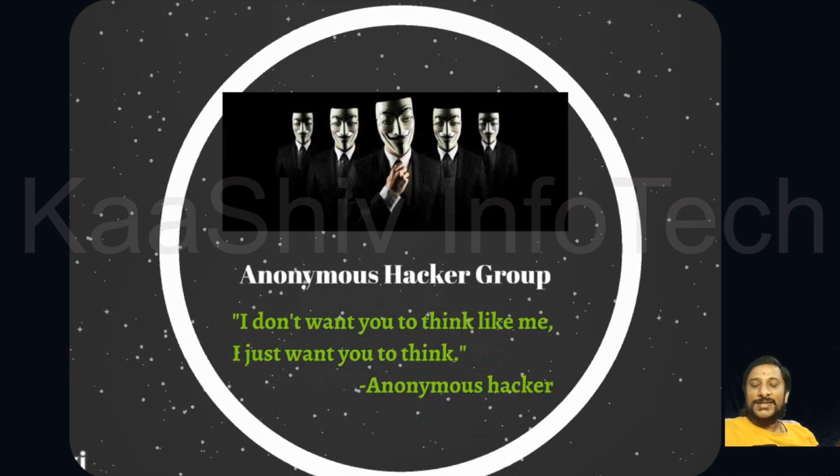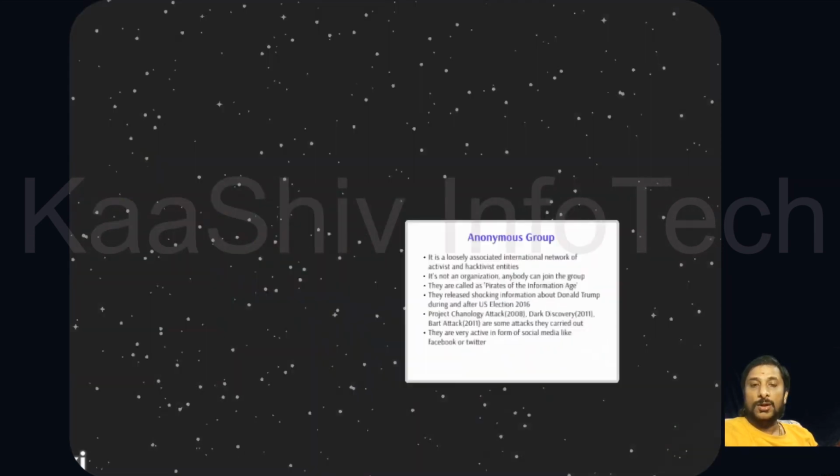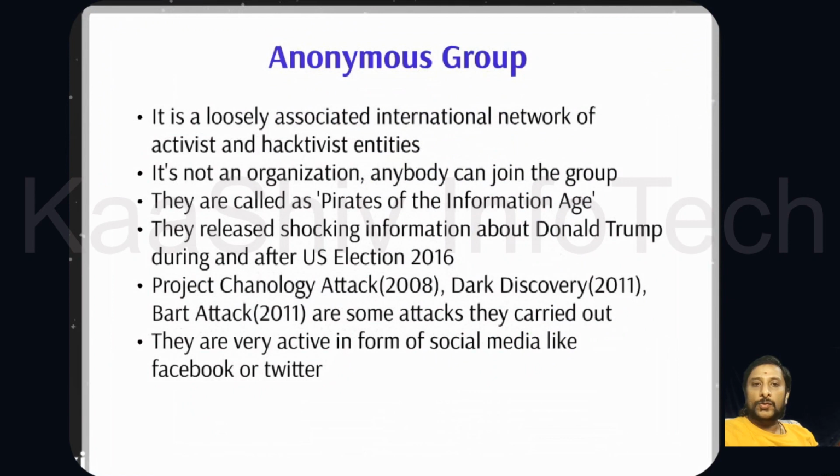Okay, anyway, there is an anonymous hacker group. I don't want you to think like me, I just want you to think. This is a quote of anonymous hackers. These people are a powerful group, loosely associated with the international network of activists and activist entities. It's not an organization. They are pirates of the information age.